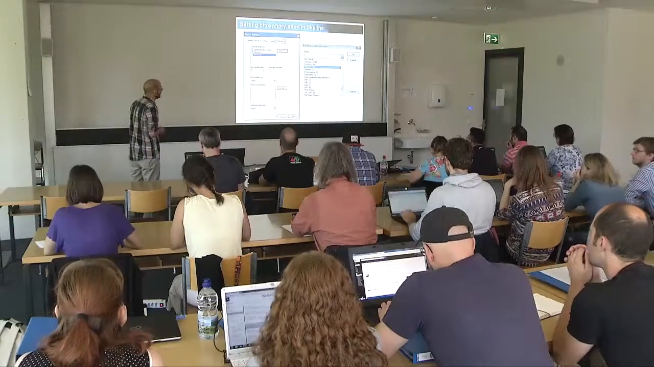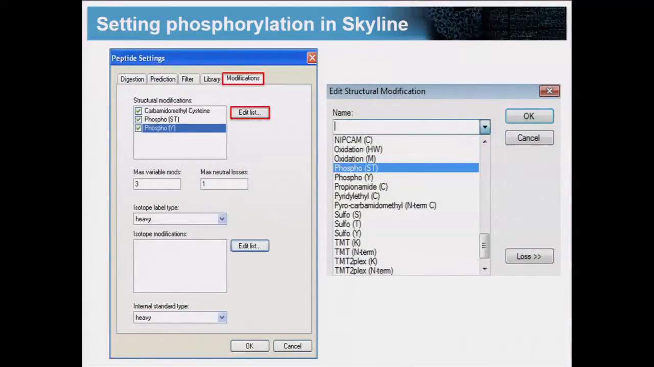So just to recall, because we did it on the first day, when we want to add modifications in Skyline, we go to the tab Modifications, and then we can edit the list of modifications that we want to include. In this case, we wanted to include phosphorylations on ST and on tyrosine, and then we open a menu. There's a menu of all the other modifications you're interested in. Today we'll focus just on those.